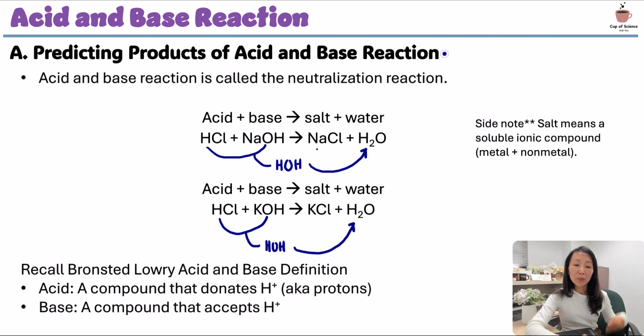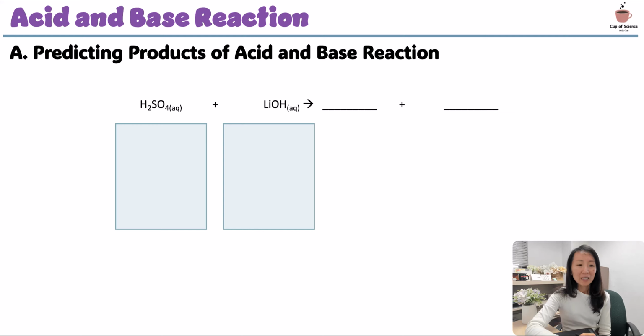Now, I will go further into details how to predict the products if you have just the reactants. So here is an example. I have sulfuric acid and lithium hydroxide. Can you first identify which one might be the acid and which one might be the base? This one is, I might have just said sulfuric acid, H2SO4. You can see that this is the acid, and that's because the H is in the front, okay? So that's a big identification, which isn't always the case, but this one is.